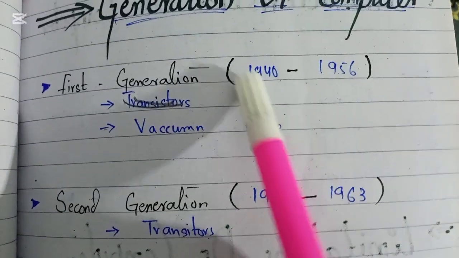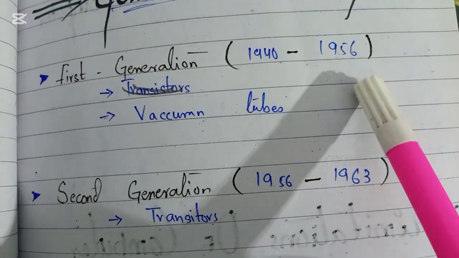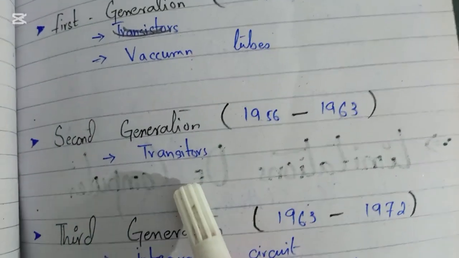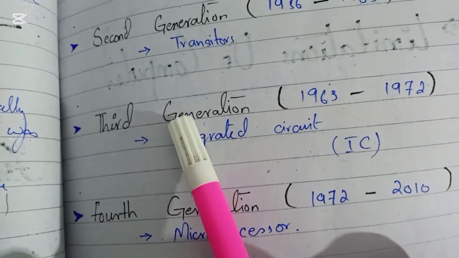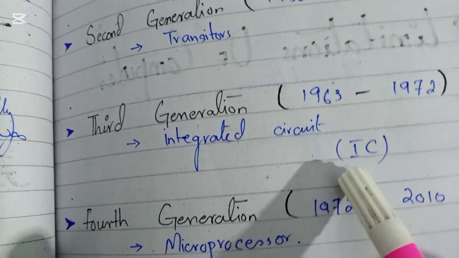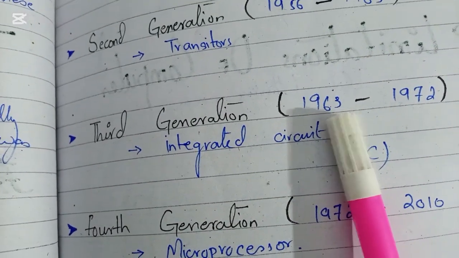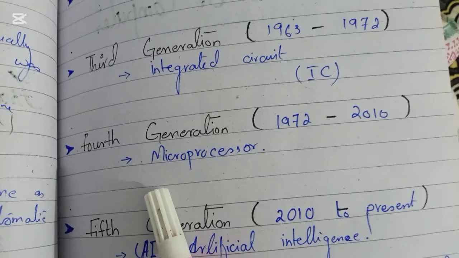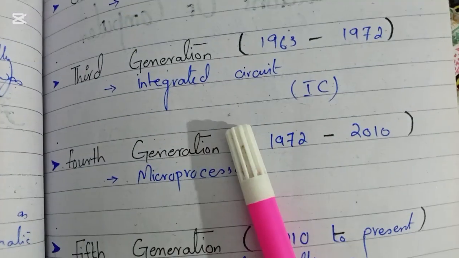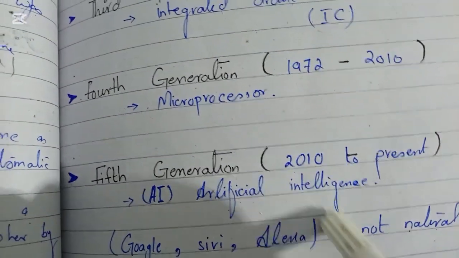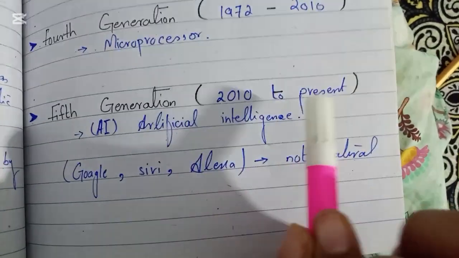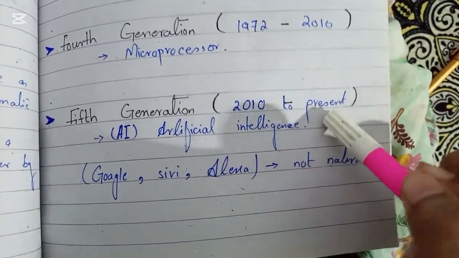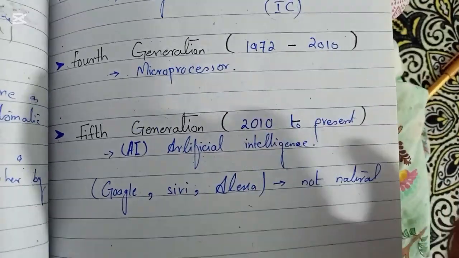Now let's move towards generations of computers. We have 5 generations of computer. Let's talk about the first generation, 1940 to 1956, was vacuum tubes. Second is 1956 to 1963, transistors. Third generation was from 1963 to 1972, integrated circuit, IC. Fourth generation was from 1972 to 2010, microprocessors. Fifth generation is 2010 to present, still continuing.